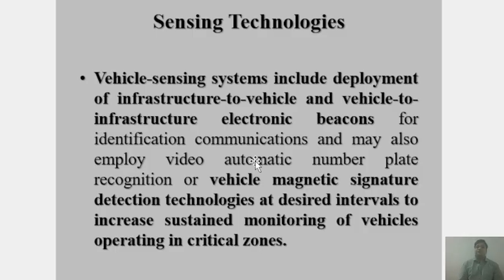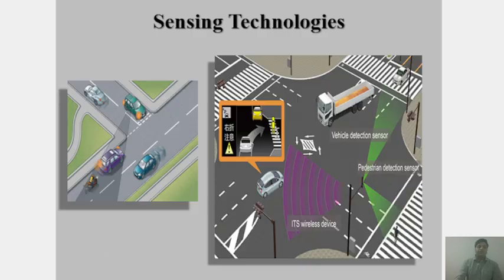Next, vehicle sensing systems, which include the deployment of infrastructure to vehicle and vehicle to infrastructure. Here different types of sensing technologies build the connections, that is I2V, infrastructure to vehicle, and vehicle to infrastructure, using electronic beacons for identification and communication. Then we deploy video automatic number plate recognition or magnetic signature detection technologies, or design intervals for sustained monitoring of vehicles operating in critical zones.